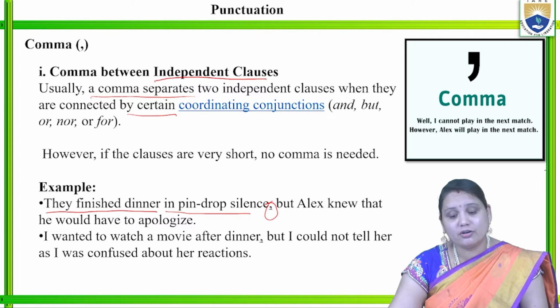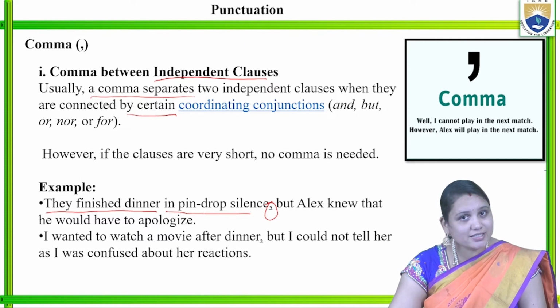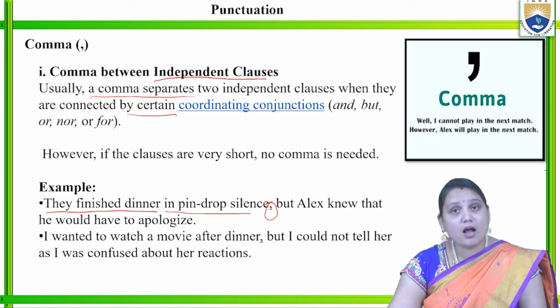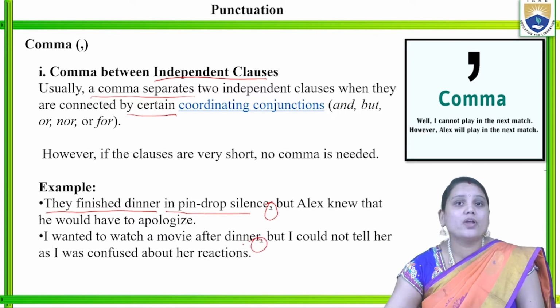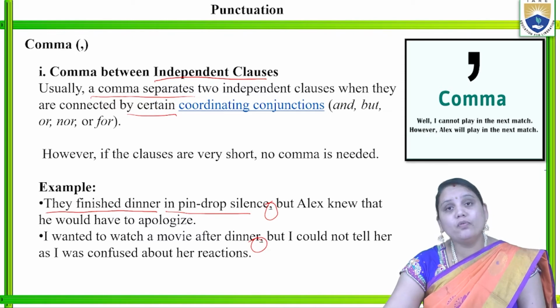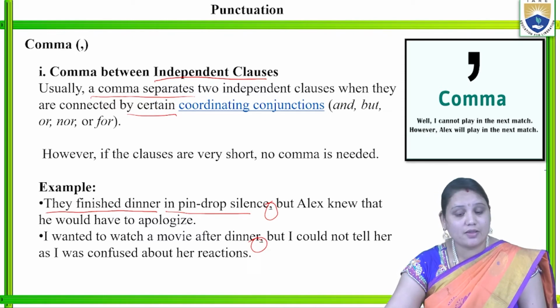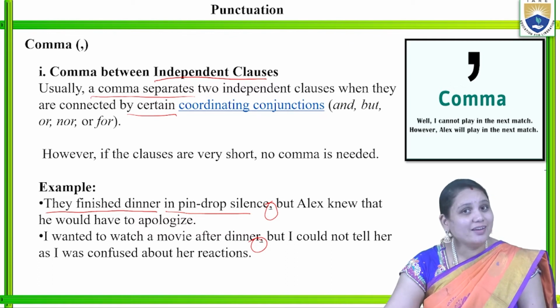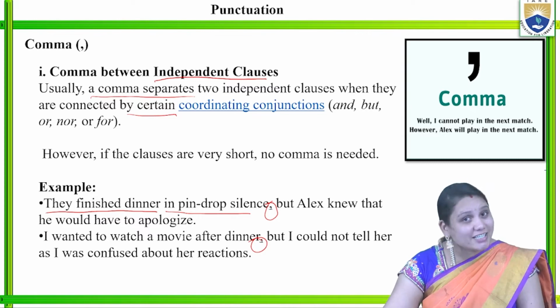They finished dinner in pin drop silence, but Alex knew that he would have to apologize. Isn't it, there is a difference? Again, one more. I wanted to watch a movie after dinner, but I could not tell her as I was confused about her reactions. If without comma we are reading, how can we read this? I wanted to watch a movie after dinner but I could not tell her as I was confused about her reactions. Is the expression portrayed? Is it rendered? Isn't it clumsier?